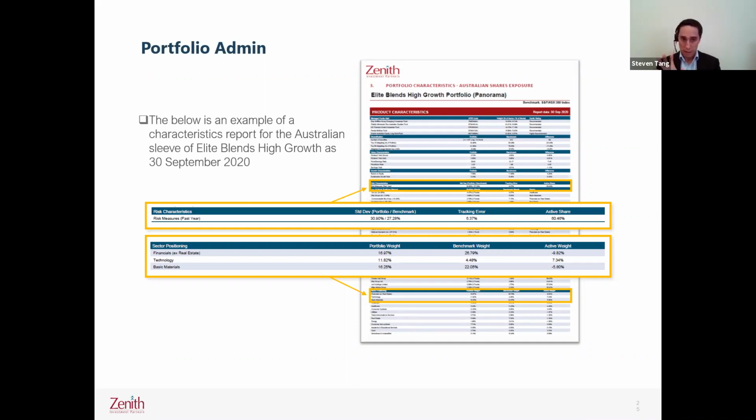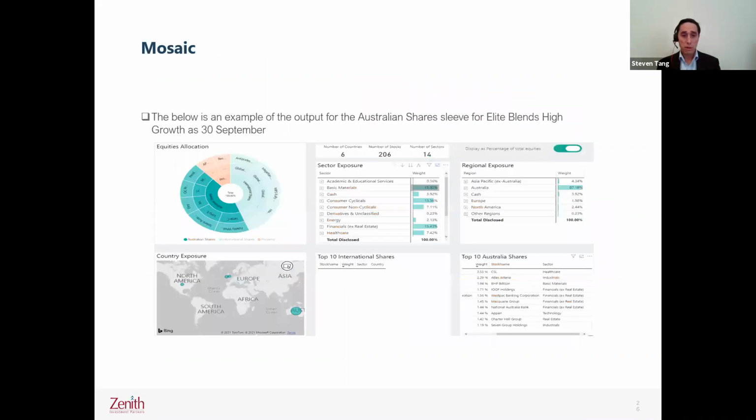And what you can see secondly is the sector positioning. What you want to see there is ensuring that the actual sector positioning is different from the underlying benchmark. So if we now move on to the new tool we're building, which is what we call Mosaic. What we had before is a tool that was really in the back end, and we were creating that.